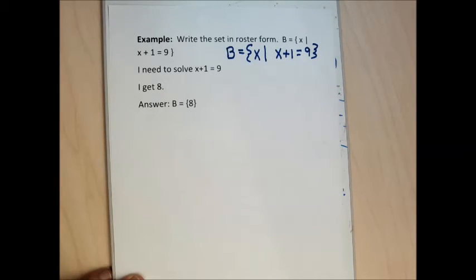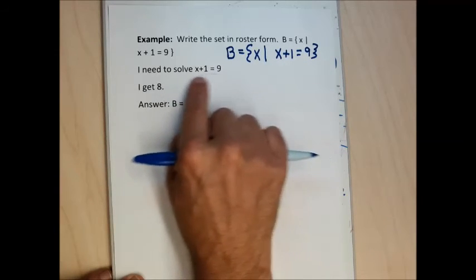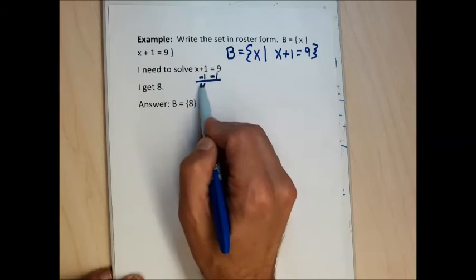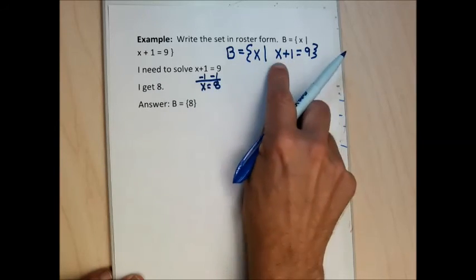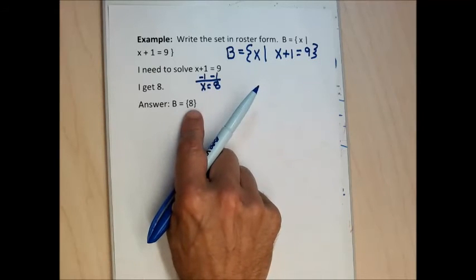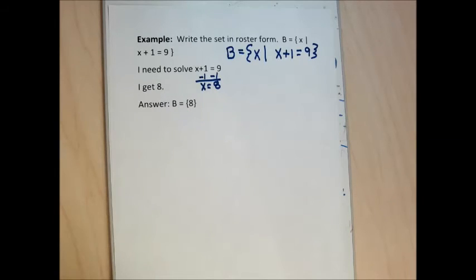Super easy to figure out what's in this set. There's only one number in this set, and the number in this set's the solution to this problem. I solve this problem by minusing 1 from both sides. The only number in this set is the number that makes X plus 1 equal to 9, and it's 8. And so when I wrote my answer, I said B is the set that contains the number 8.